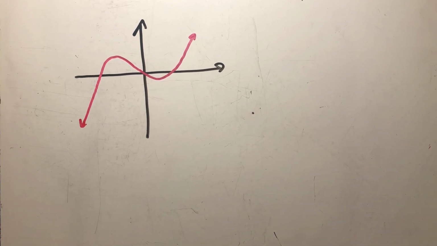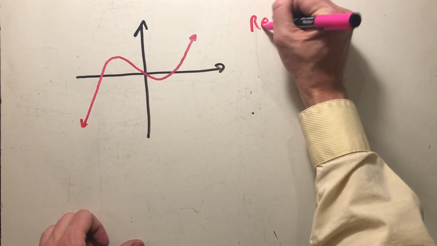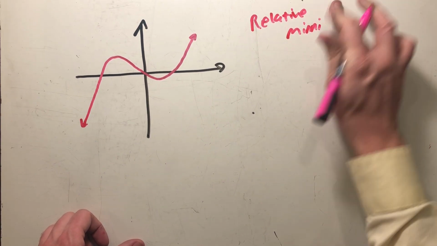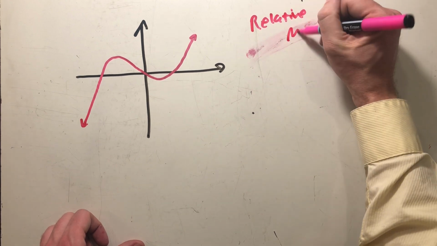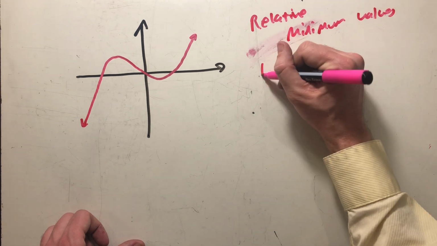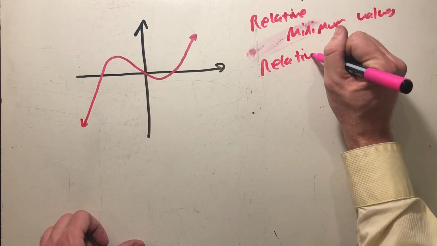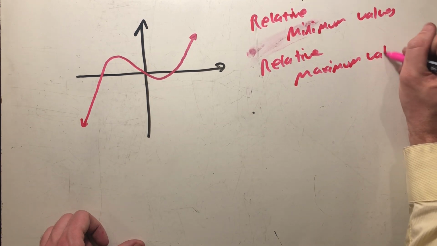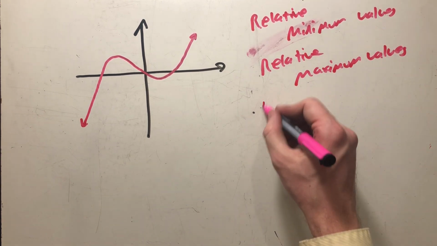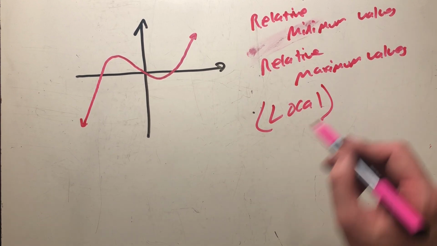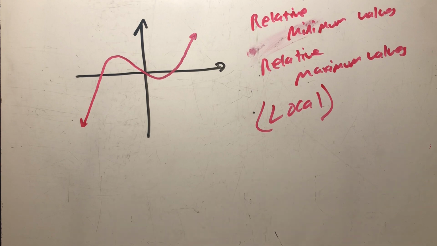In this video, I want to talk about relative minimum values and relative maximum values. Sometimes instead of relative, you see the word local. So local minimum or local maximum values. And I think that is sometimes what makes it sink in a little better intuitively.